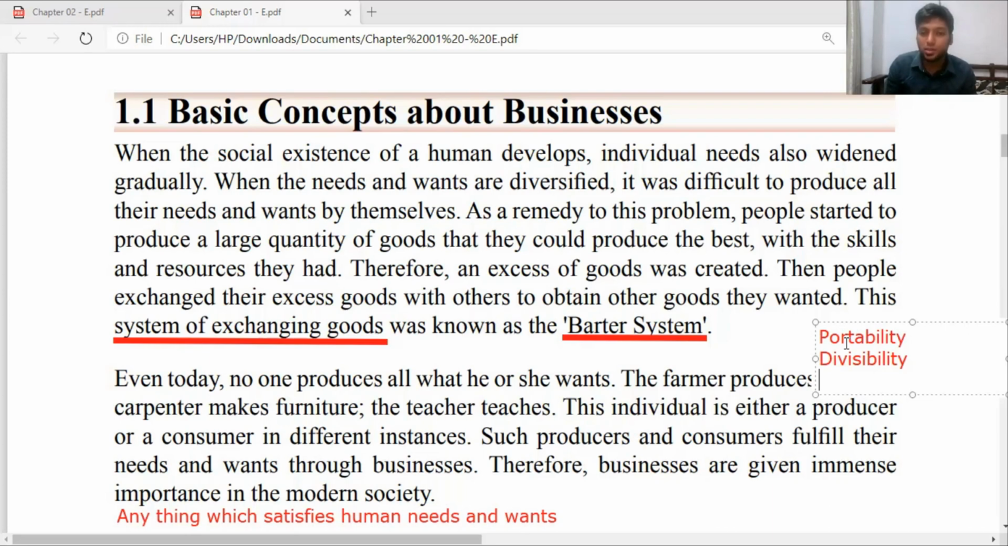Divisibility is how easily you can divide something and exchange it. But in goods for goods, you can't actually divide. That's the reason you had problems of divisibility and problems of portability. So these are the few problems you might see in a barter system, and problems of divisibility.